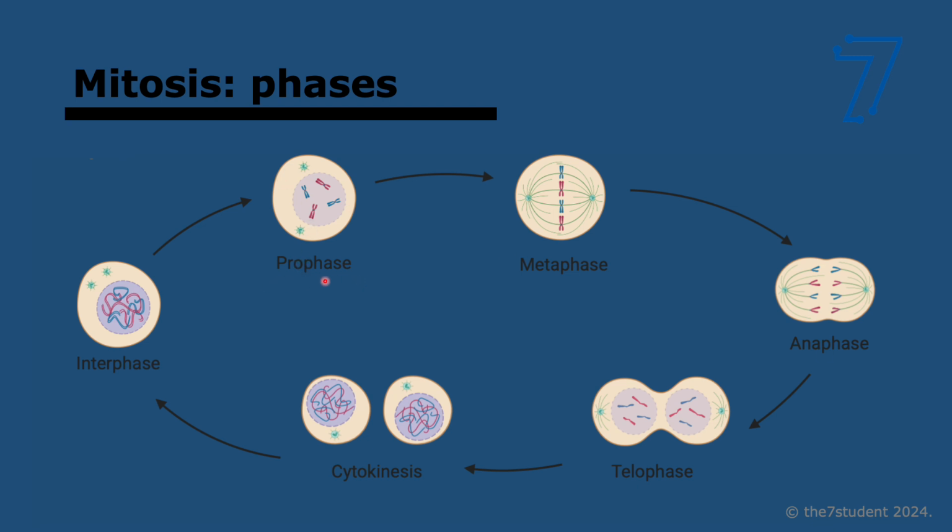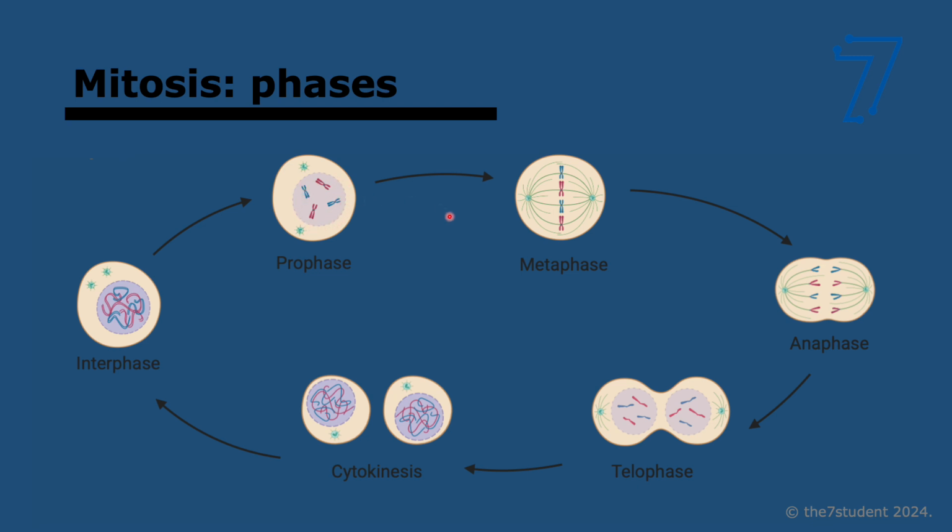So first we start with prophase, okay? In prophase, the chromosomes condense, okay, becoming visible. So this is when you can start seeing them under a microscope. Then the spindle fibers form. You can see them here. They start to form. And then the nuclear membrane starts to break down, okay?